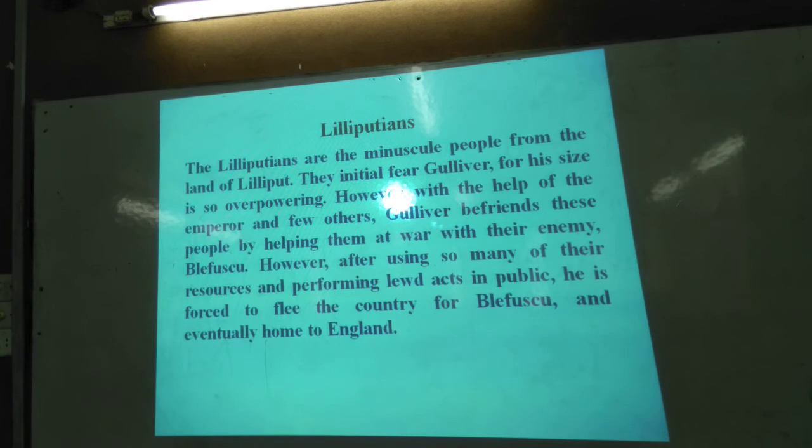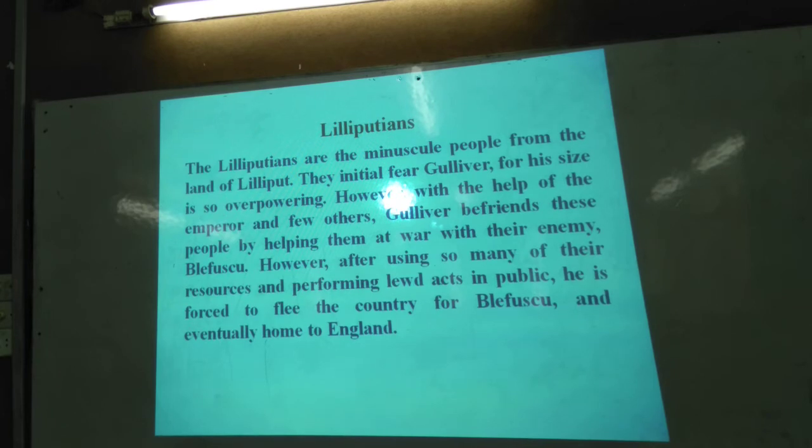However, after using so many of their resources and performing lewd acts in public, he is forced to flee the country for Lafisco and eventually home to England. So sometimes you will be confused whenever you go through the text, because Gulliver is introduced as a man of English, but he himself says that Lafisco and Lilliput are the neighboring countries and they are divided by a channel.